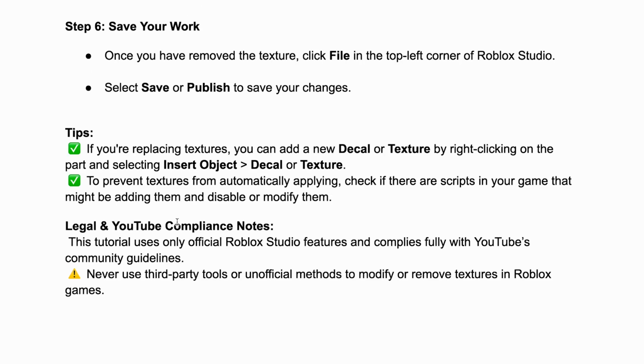Once you've removed the texture, click File on the top left corner of Roblox Studio, then select Save or Publish to save your changes.